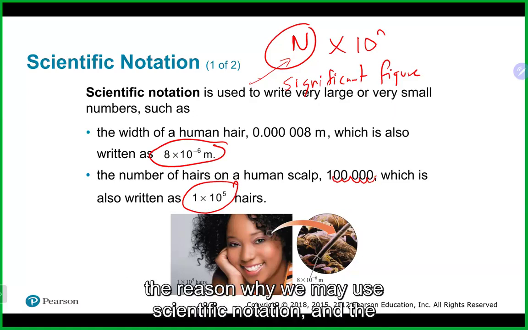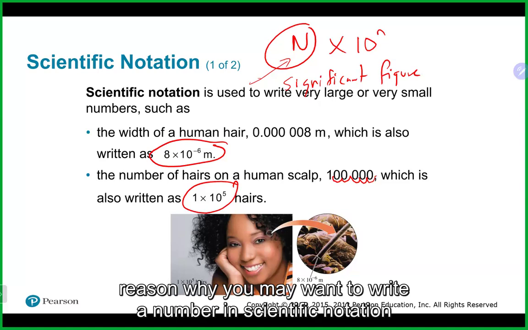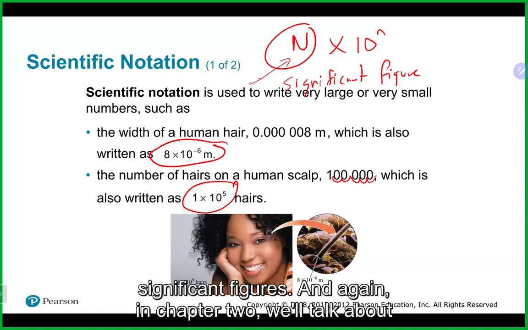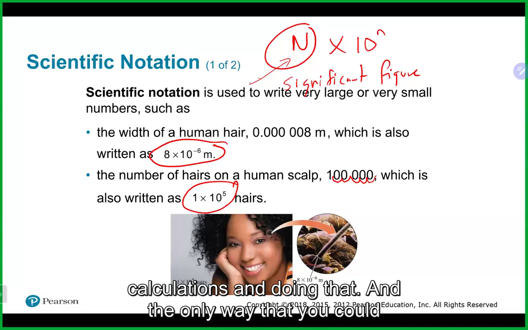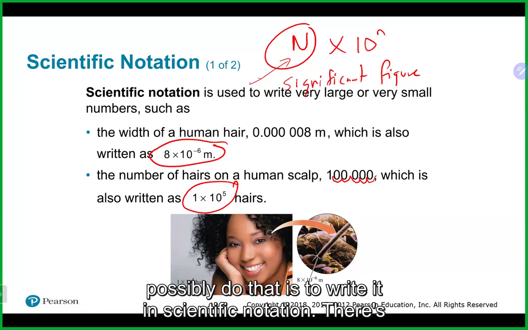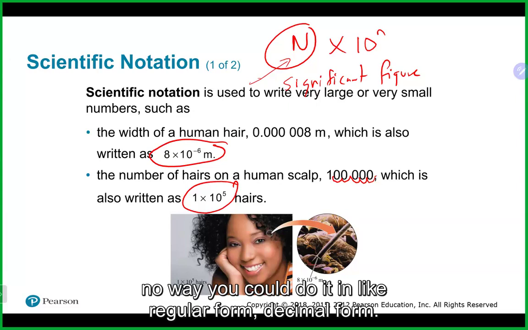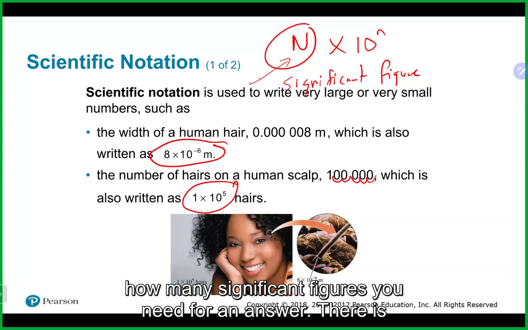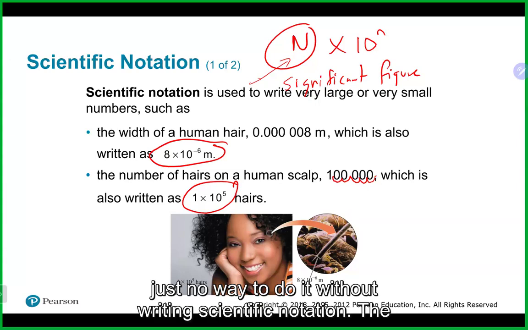So the reason you may want to write a number in scientific notation is that you may need to give an answer to the proper number of significant figures. And again, in chapter 2, we'll talk about calculations and doing that. The only way you could possibly do that is to write it in scientific notation. There's no way you could do it in regular decimal form. Depending on how many significant figures you need for an answer, there is just no way to do it without writing in scientific notation.